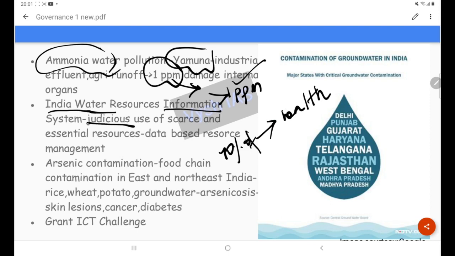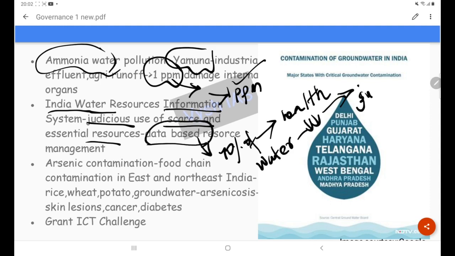This is dealing with judicious use of scarce and essential resources. As you know, freshwater resources are declining like anything. So what we can do is enhance the supply and use it very judiciously. For this, you require some database. By database, there is systematic management of every sector, because having a database is like having pre-arranged things. You can devise solutions by looking at this database, and those solutions will be systematic also.